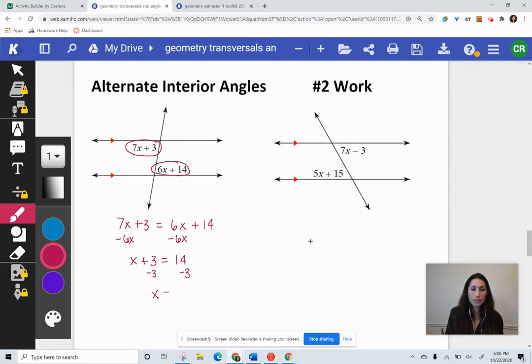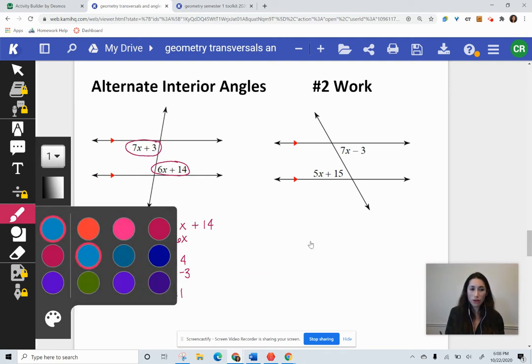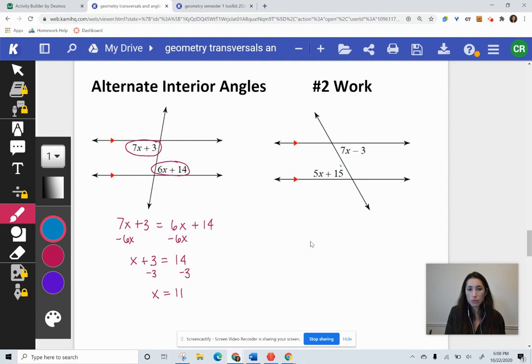And then we get x equals 11. 14 minus 3 is 11. Okay. Now you are going to use a similar method, and you are going to solve for x in question number 2, and make sure on your piece of paper you are writing out the work for this.